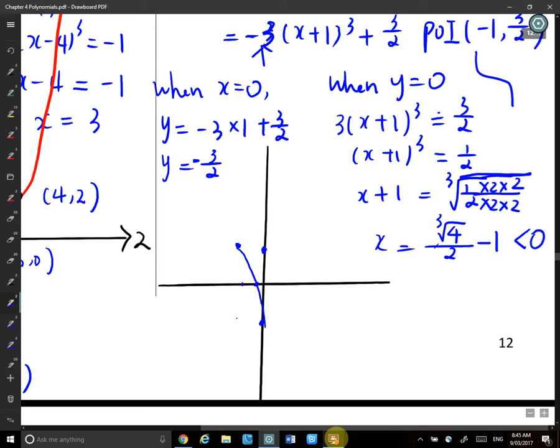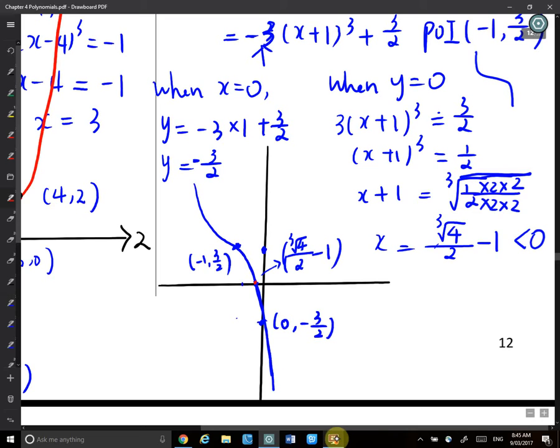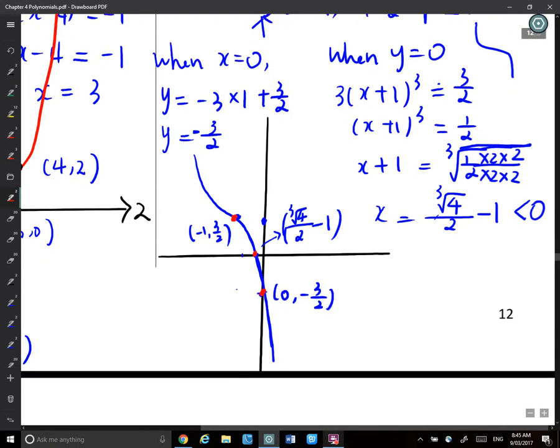So the graph looks like this. This is 0, negative 3 on 2. Here is 1, negative 1, 3 on 2, and this point is cube root of 4 over 2 minus 1. There are 3 point units to show.